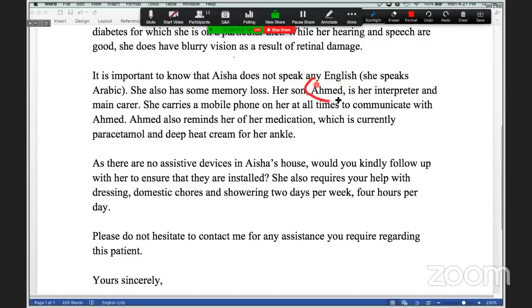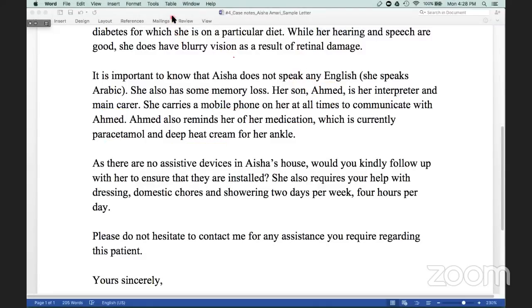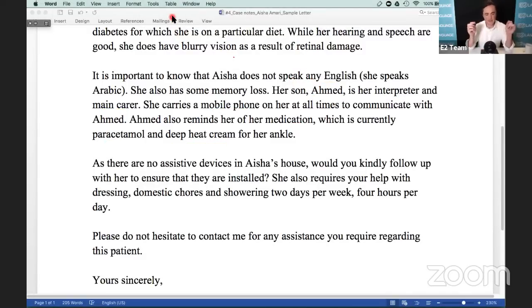I've introduced Ahmed here. He's her interpreter and main carer. Now I've said she carries a mobile phone on her at all times to communicate with Ahmed. That's important. Ahmed also reminds her of her medication, and then I've quickly mentioned the paracetamol and the deep heat cream. It's not a main thing, but I've just included it in that paragraph.